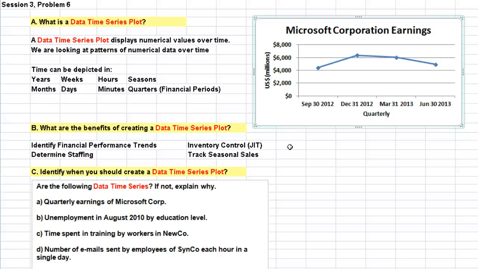Another key area where we find value in the data time series plot is determining staffing. We don't want to spend too much money on staffing, but we don't want to cut back on service. So we plot out, say we have a hotel, when do we get the most guests in? What time of day? If we have a healthcare center, when do we receive the most patients during a day? How do we need to staff for this? So we plot this out maybe on an hourly basis over time, and we see when indeed we have a need for more staffing and when we can cut back on staffing.